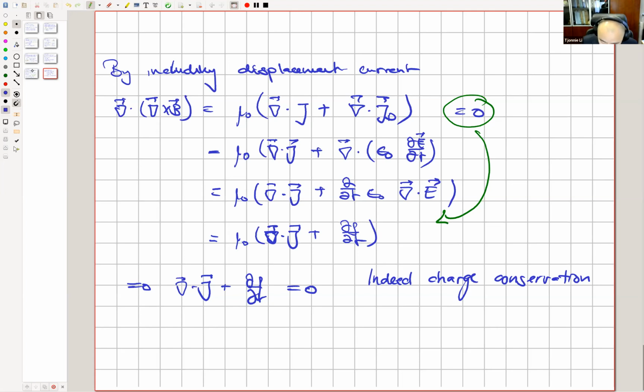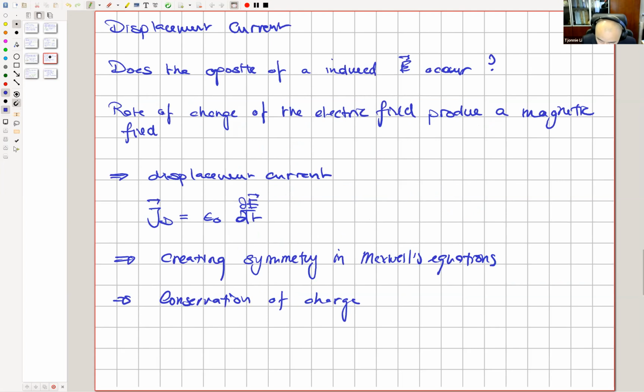So the inclusion of this Maxwell term, this displacement current, actually ends up making our set of equations consistent, at least with charge conservation.